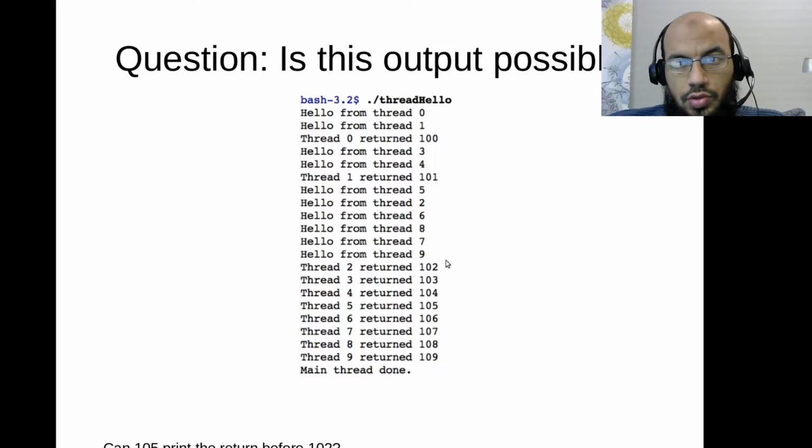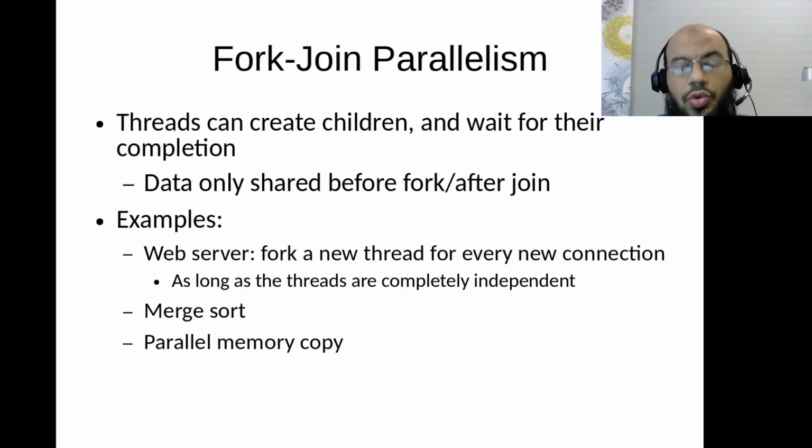So let us now look into fork join parallelism. Fork join parallelism is basically that a thread can create children threads and wait for their completion. And when a thread or a process creates a new thread, you almost always have the data only shared before the fork or after the join.